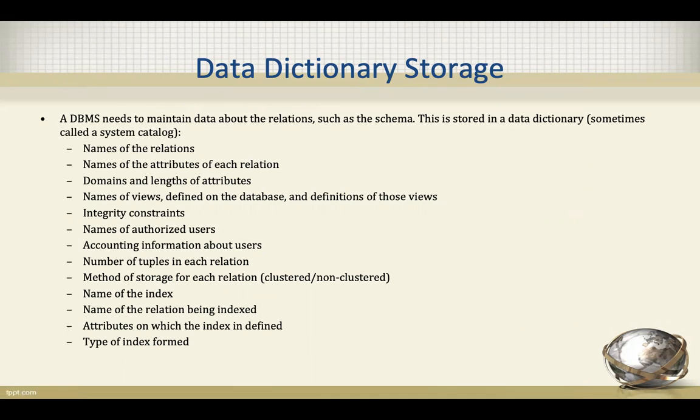Here we have different information related to the data which is stored. So what are the information? As I told you, name of the relation. Relation is nothing but your table, your database. Name of the database. Name of the attribute of each relation, means each database. Domain and length of the attribute. Okay, so before going to these terms, let me tell you what those are.